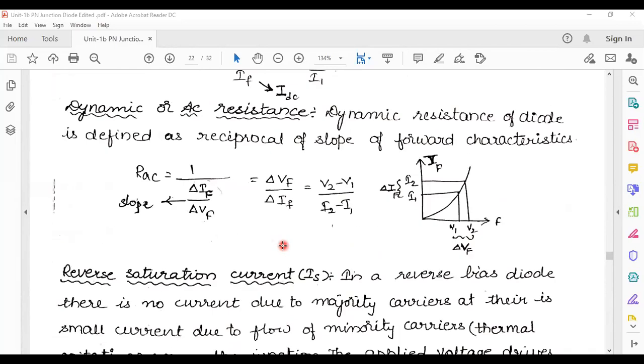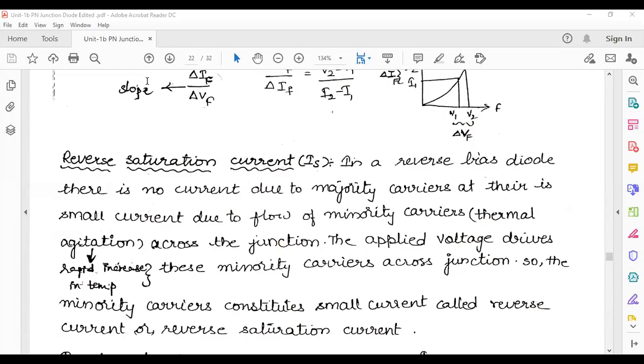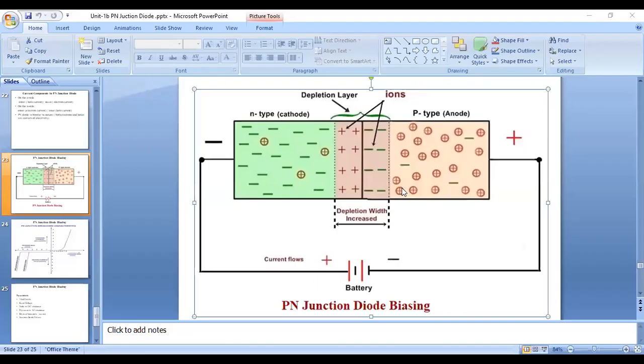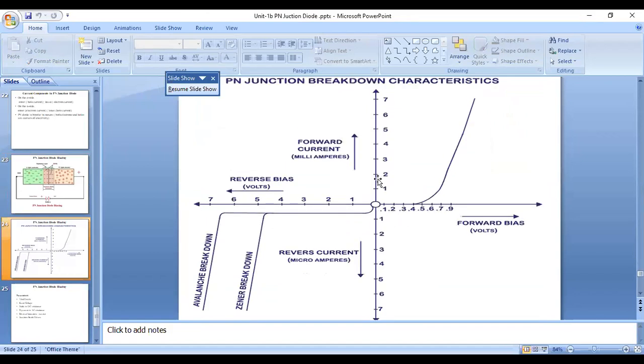Please go through the basic concept of the PN junction diode again. Forward biasing means the positive terminal of the battery is applied to the positive side and the negative terminal to the negative side. That is the forward bias condition. Then there is a drastic, exponential rise in the flow of current as the forward voltage is increased.